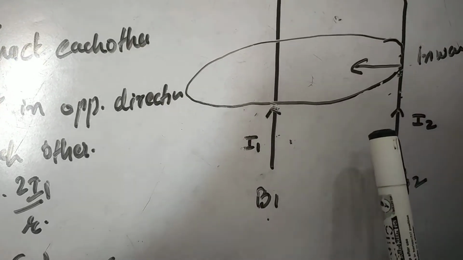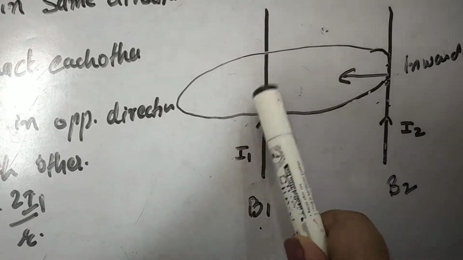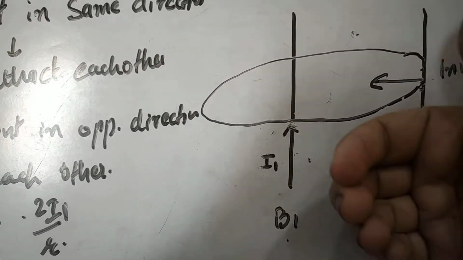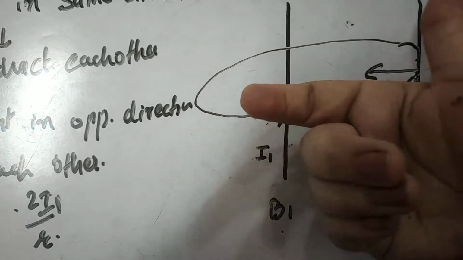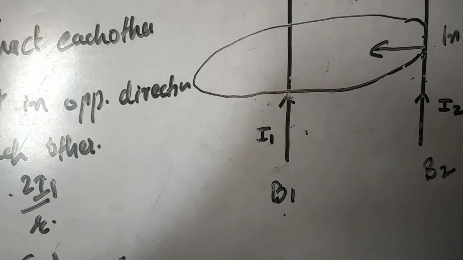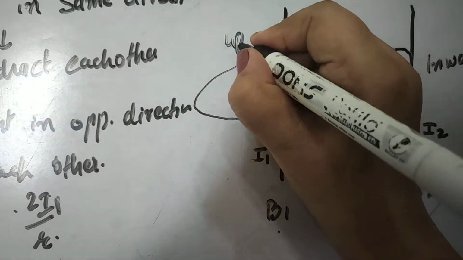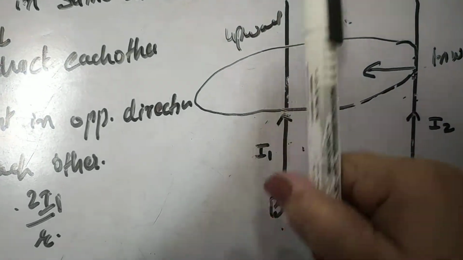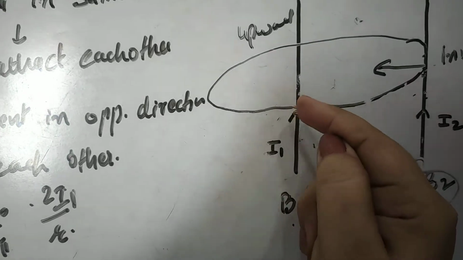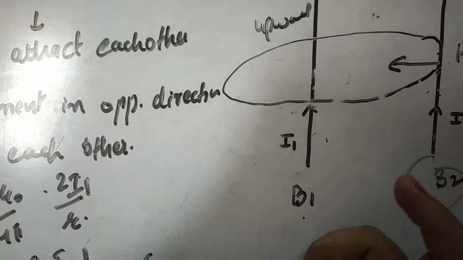Similarly, we will first find the direction of the magnetic field due to this current at this point. Again, it will be circular, so we use the right hand rule. At this point the curl of the fingers is upward, so the direction of magnetic field B2 at this point is upward. The current is upward also. Suppose the current is along the y-axis, the magnetic field is along the upward z-axis, and the force should be along the x-axis.